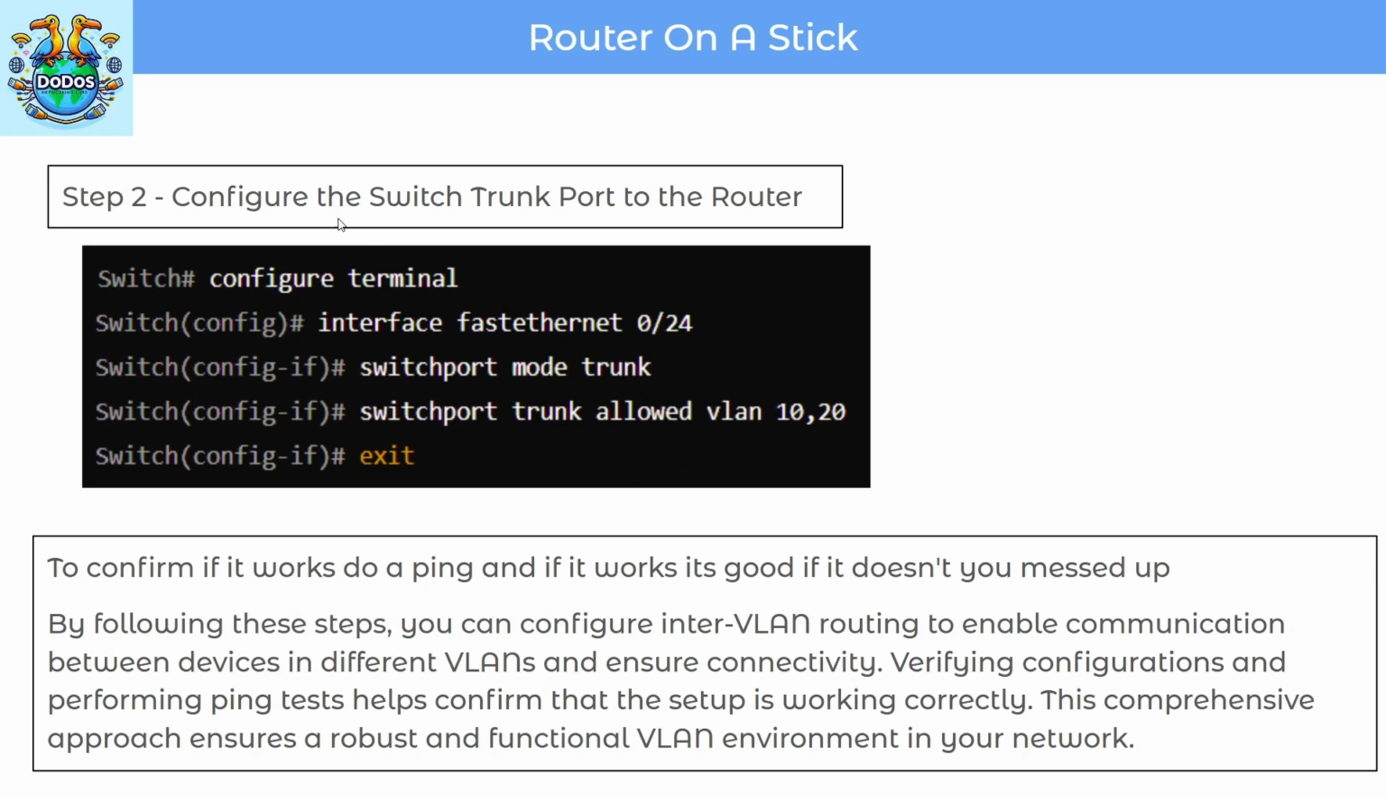Then you have to create a switch trunk port to the router. So you go to the switch, interface it, switchport mode trunk, switchport trunk allowed, and then boom. And to confirm, you do a ping. If it works, it's good. If it doesn't, you messed up. And if you follow these steps, you'll be able to configure inter-VLAN routing quite easily.